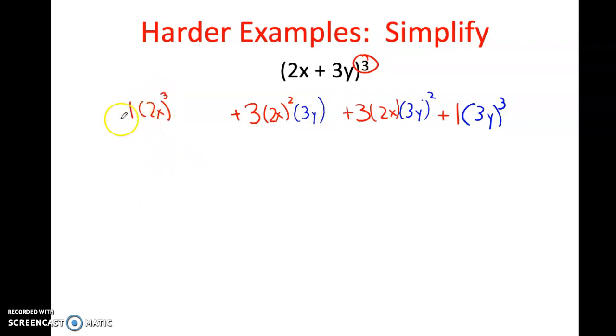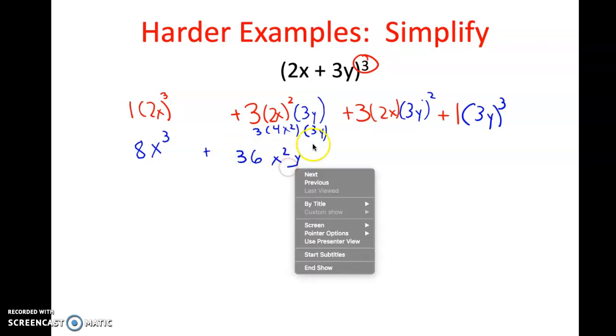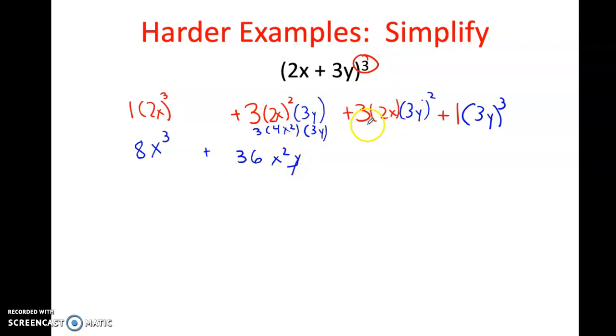2 to the third power is 8. 8 times 1 is 8, so this will be 8x cubed. Plus, this is going to be 3 times 4x squared times 3y, just for a visual. Multiply the coefficients. We're going to get 36x squared y. And again, underneath here, we're going to get 3 times 2x times 9y squared. You have to square the entire 3y. So we're going to get 54xy squared plus 3 to the third power is 27y cubed.